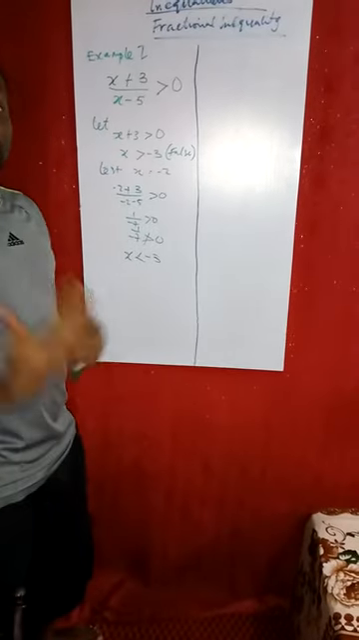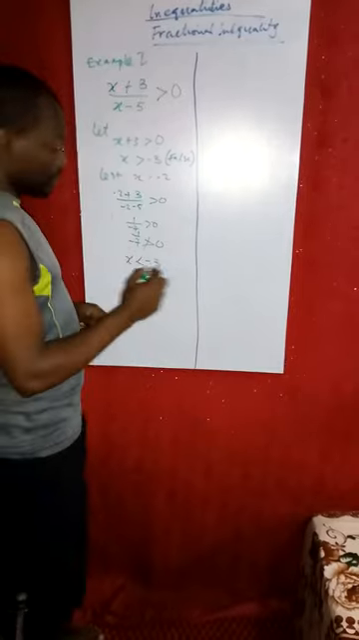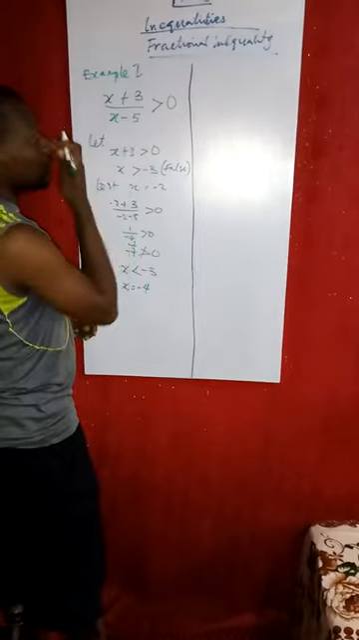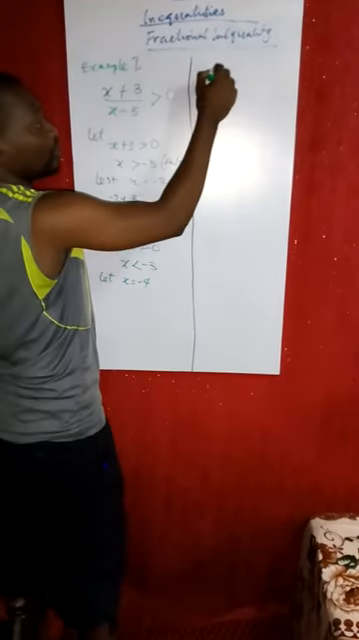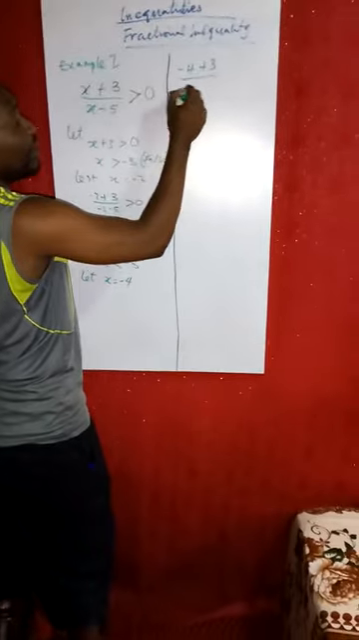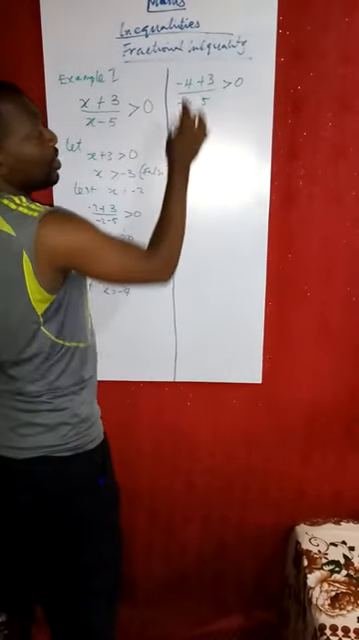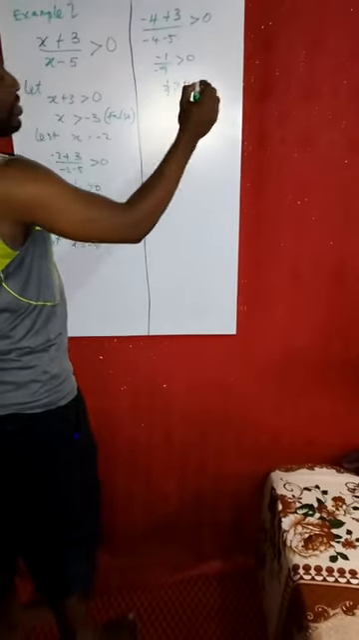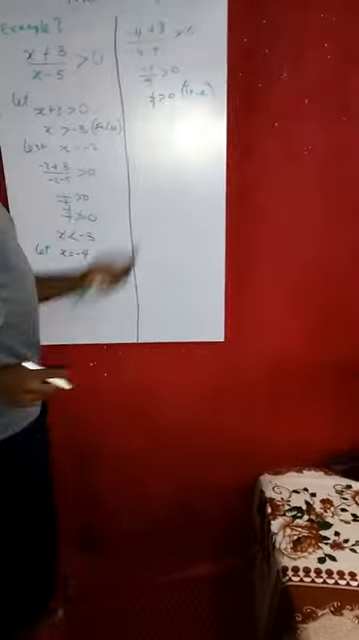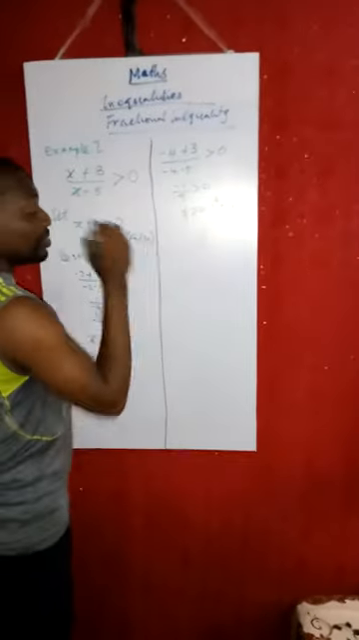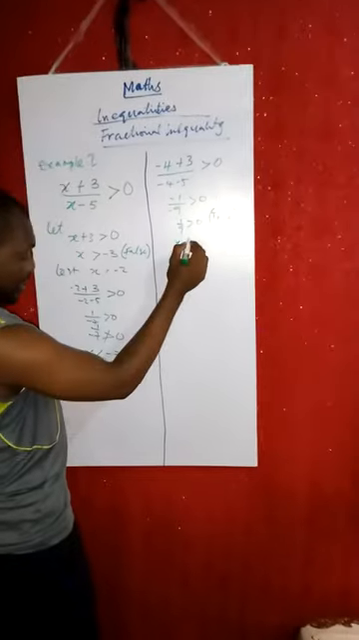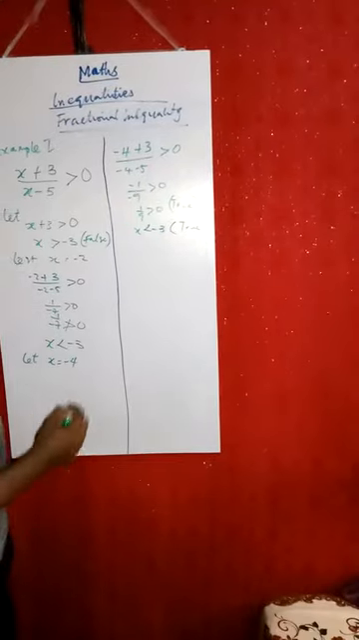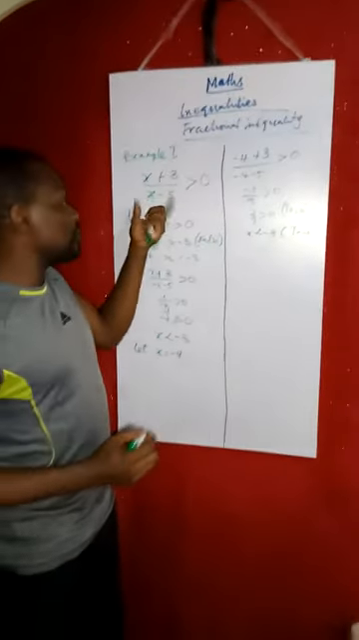So if x is less than -3, we test again. Let x equal -4. We substitute. So this will give us (-4 + 3)/(-4 - 5). Is it greater than 0? -4 + 3 will give us -1 over -9 greater than 0. So we have 1 over 9 greater than 0, which is true. So this test gives us a true result. That means x less than -3 is true. So we pick the next one and we solve x - 5.